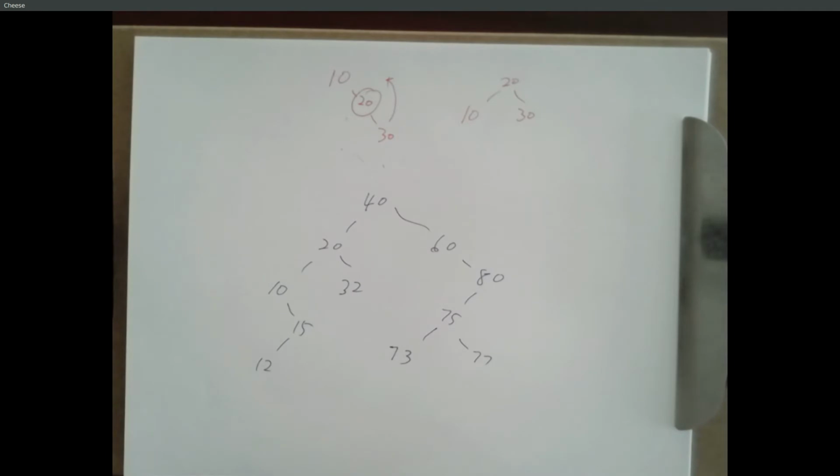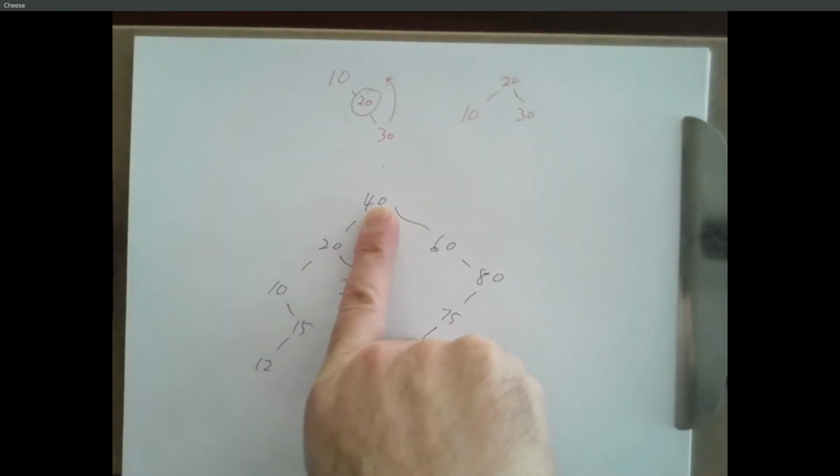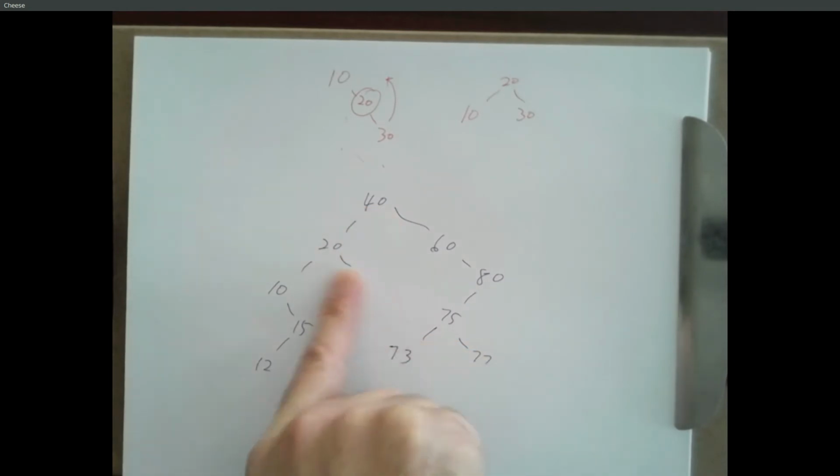What's the worst node to try to delete in here? Probably the root, right? 40. Because it's got children on both sides, and we can't just free this node because now we're going to orphan 2 entire lineages. So deleting the root is kind of fundamentally a special case.